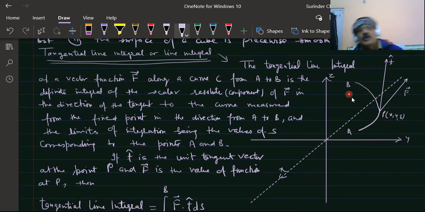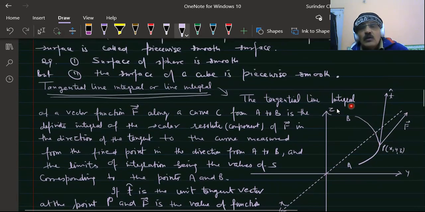This is a curve from A to B. At point P, the position of the point P is r equal to xi plus yj plus zk. Now the force acts at point P, and the tangent is along this direction from A to B, with unit tangent vector t and force F.